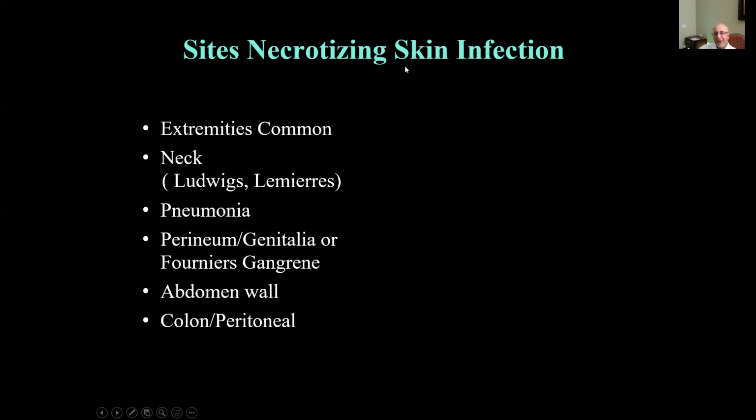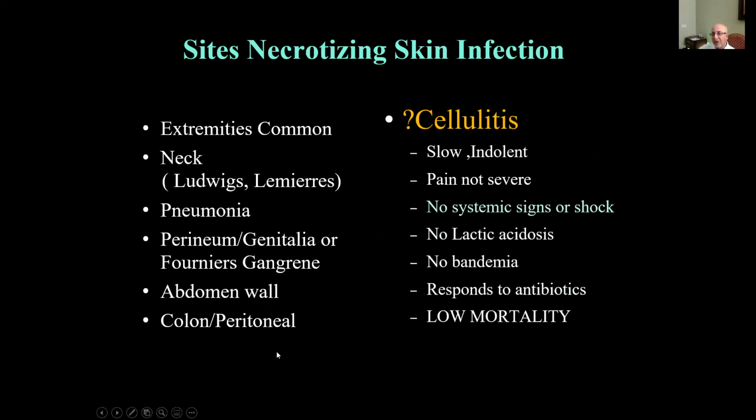The site of necrotizing skin infection generally is the extremities. 75% or more of cases originate in the extremities. However, other sources of infection may be the neck, the lung, peritoneum, or genitalia, which leads to what is called Fournier's gangrene, abdominal wall, as well as colon and peritoneum. There's often confusion between necrotizing skin infection and the bread and butter cellulitis that we see very frequently.